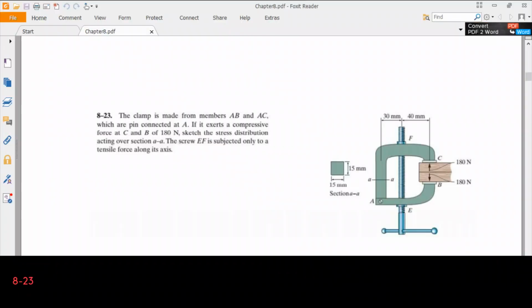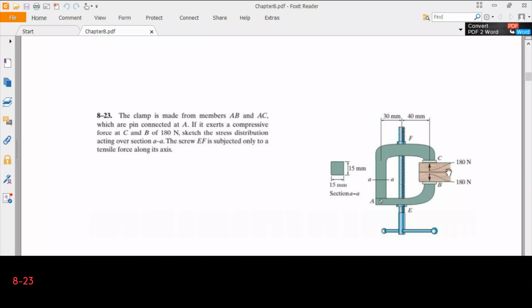Okay, our problem is 8.23. The clamp is made from members AB and AC, which are pin connected at A. If it exerts a compressive force at C and B of 180 newtons, sketch the stress distribution acting over section AA. The screw EF is subjected only to a tensile force along its axis.